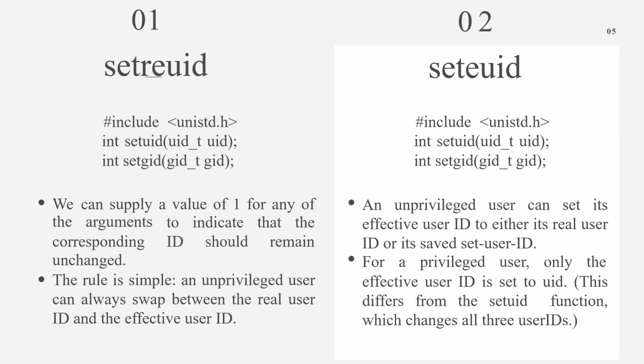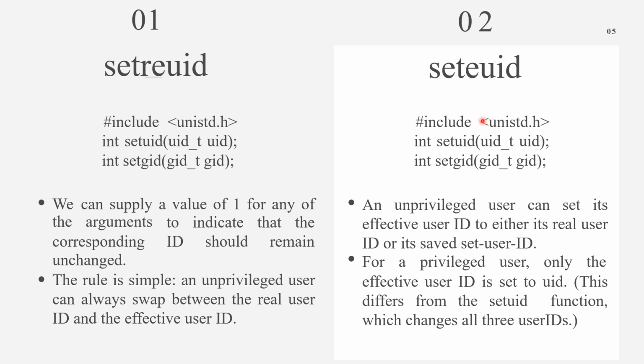These are the two variations of the setuid function which we studied earlier. First one is setreuid. This is the method used to swap real user ID and effective user ID. We can supply the value -1 as an optional argument for any of the arguments to indicate that the corresponding ID should not change. And also, using this method, an unprivileged user can always swap between real user ID and effective user ID. The same applies for group ID.